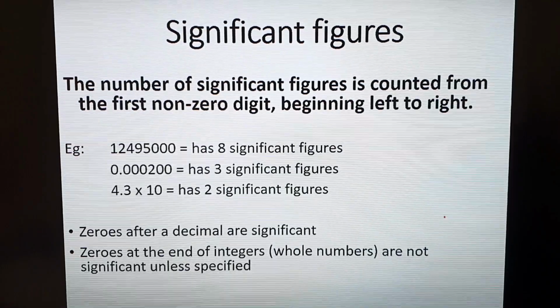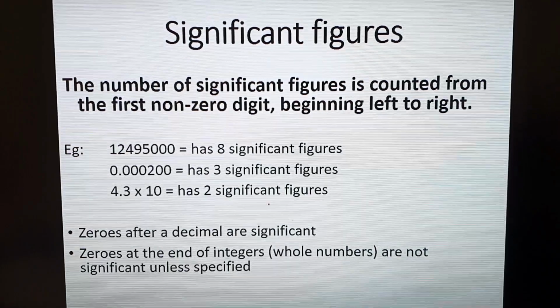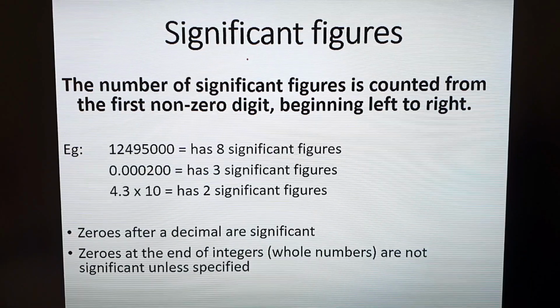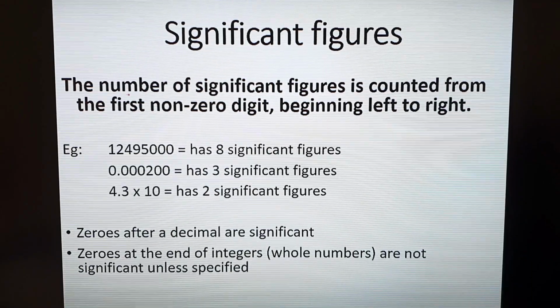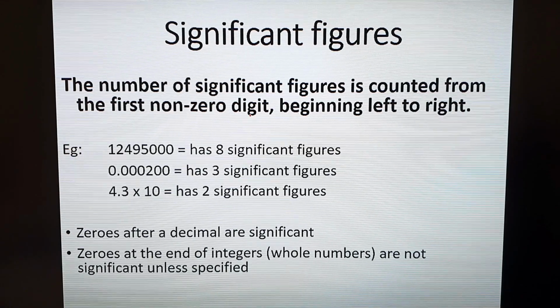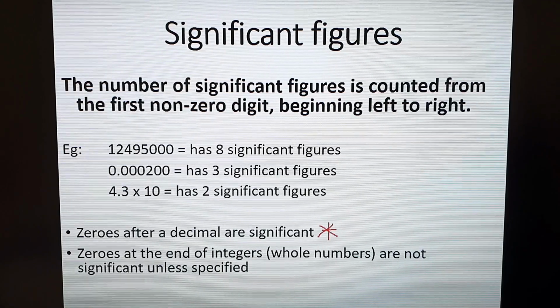In this lesson, we're going to go through significant figures. So once again, significant figures are quite important in the scientific world. The rule here is the number of significant figures is counted from the first non-zero digit beginning from left to right. So there's a couple of rules you need to remember.